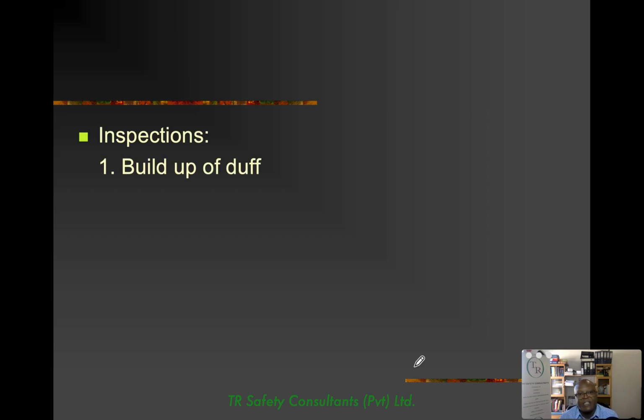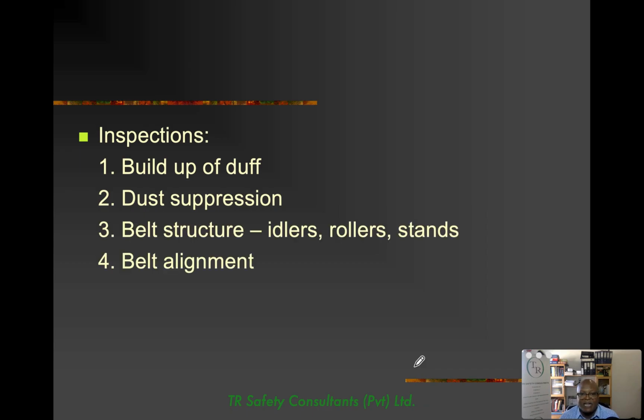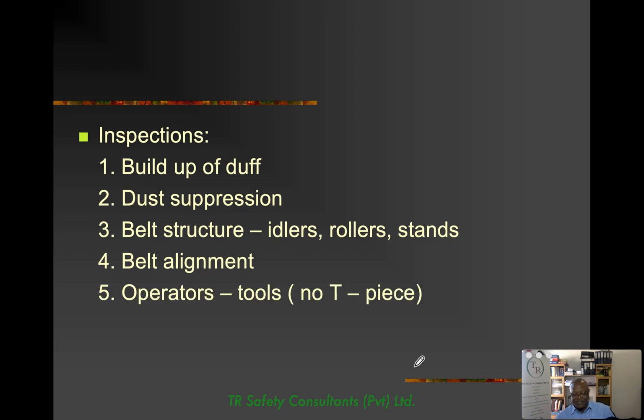And during inspections, you can check for build-up of dust, dust suppression systems, belt structure, the condition of the idlers, the rollers, the strand, and the stands, the belt alignment, is it running in the middle of the structure itself, operators' tools, no TPs, locks, PPE. Here we are talking about no TPs in terms of tools that operators are using on a conveyor belt.